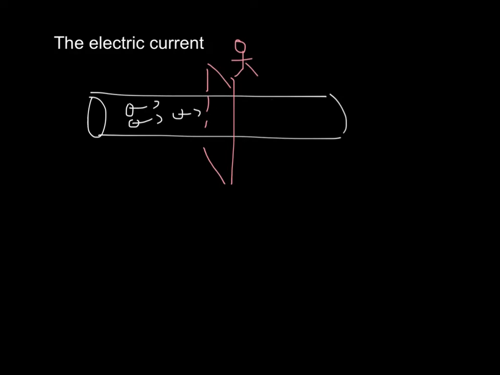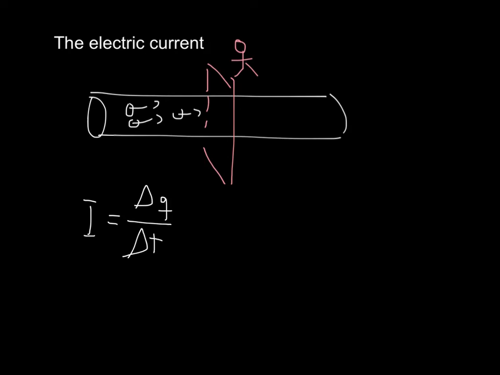So we can write it like this. We call it I, and I stands for intensity because that's how it used to be called and how we call it in more technical terms. So the current will be equal to the amount of charge that crossed this, which I'm going to call change in Q, divided by the time that it took them to go through, which is change in t.